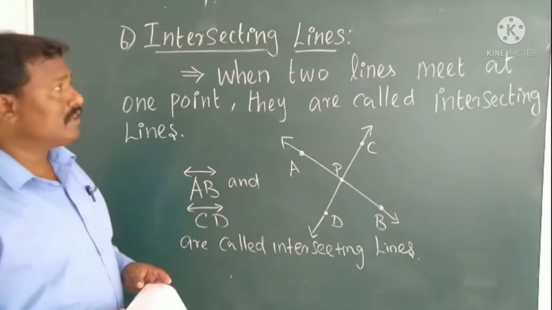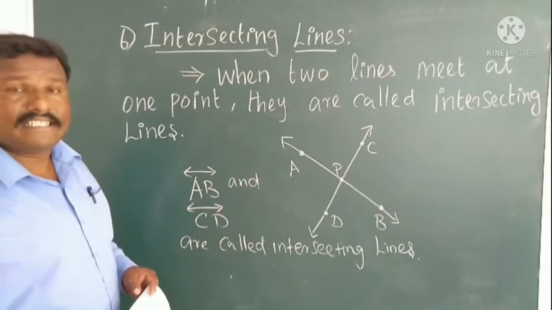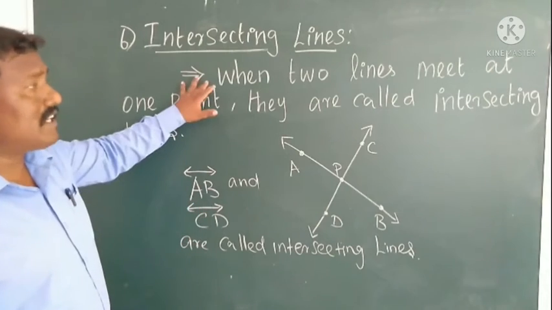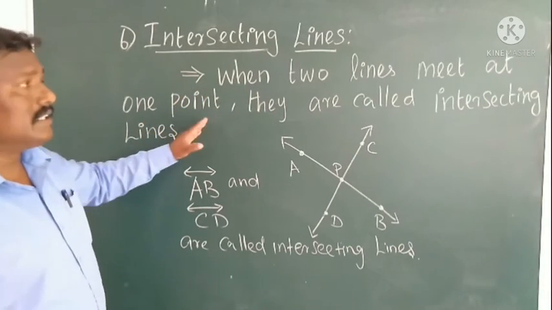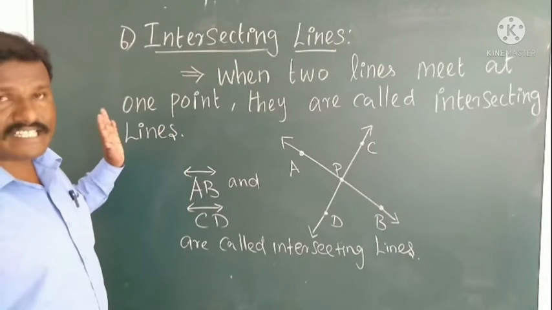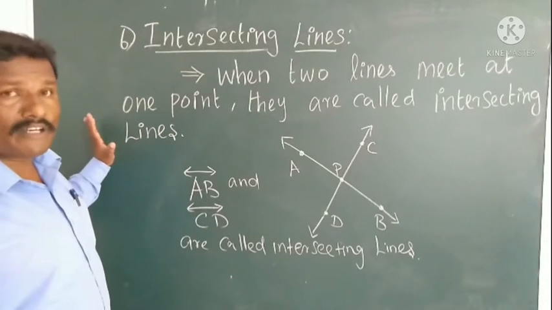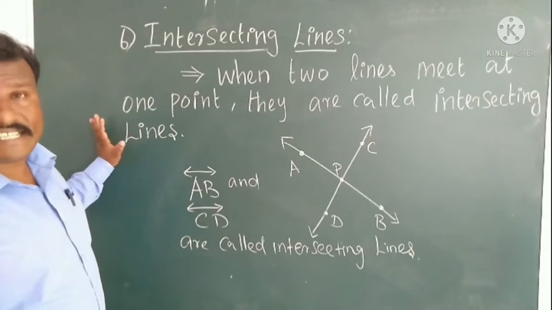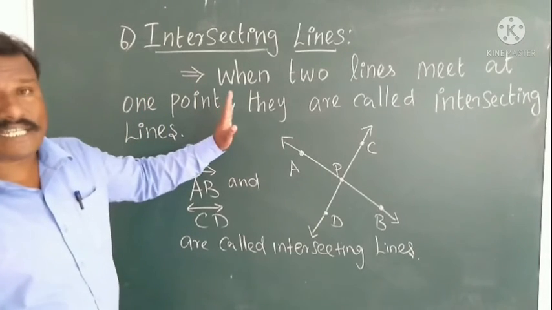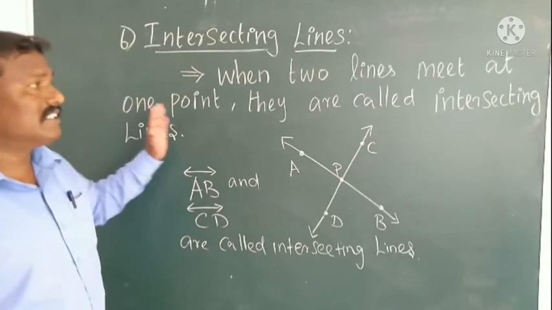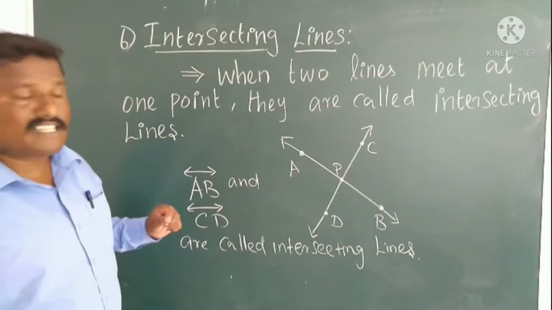Intersecting lines. The definition of intersecting lines: when two lines meet at one point, they are called intersecting lines. Okay, it's important. Two more questions. Define intersecting lines. When two lines meet at one point, they are called intersecting lines.